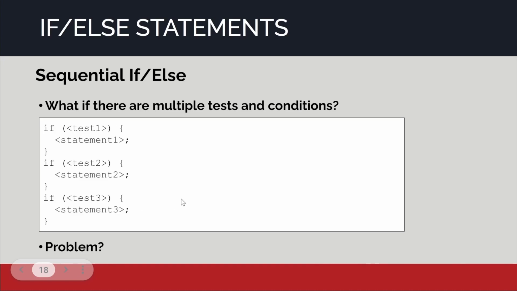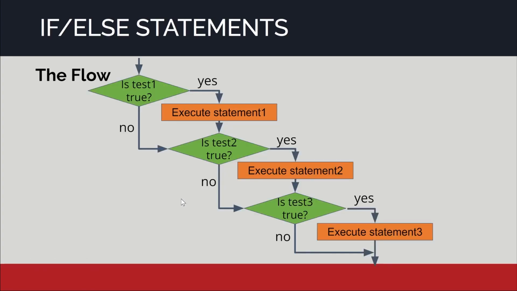What's the problem here? The problem can be illustrated with this flow chart. So we have our first test 1. If it's true, then we execute the statements. And then if test 2 is true, we execute the second statements.